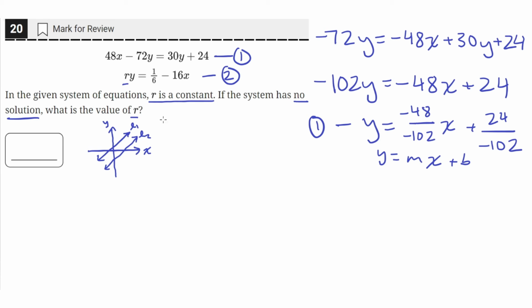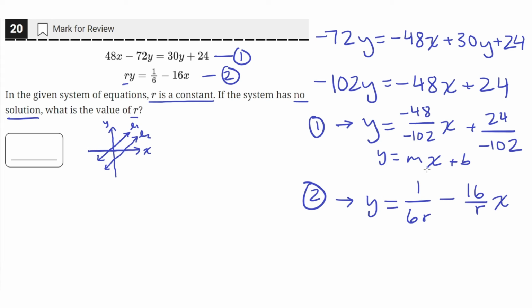So now let's write the second equation in the form y equals mx plus b. So we have ry equals 1/6 minus 16x. Let's divide both sides by r so that we get y isolated. When we do that, the left-hand side will just have a y, and then this will be 1 over 6r minus 16 over r times x. Okay, so now we have this equation in the form y equals mx plus b as well.